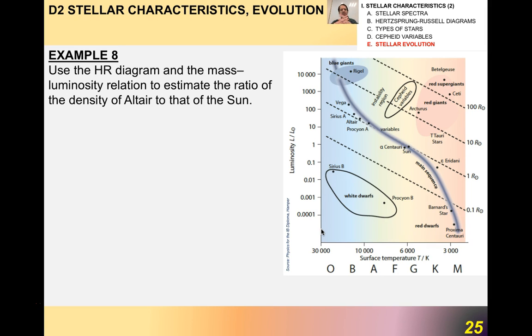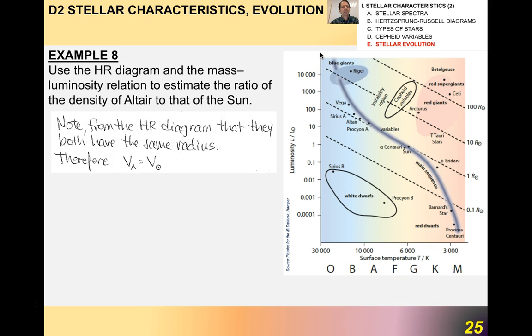All right, so here's an example of a problem that you're going to be asked to do on the IB exam. They give you a Hertzsprung-Russell diagram. They will not give you one in this much detail, but they'll give you one with the basics on it, and they want you to use the diagram and the mass-luminosity relation to estimate the ratio of the density of Altair to that of the sun. I'll give you a couple of minutes. You can pause the video and try this one. You have all the pieces that you need to solve this problem right in front of you.